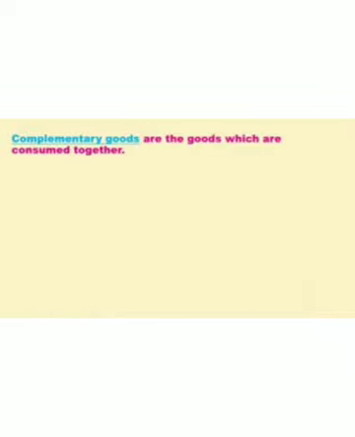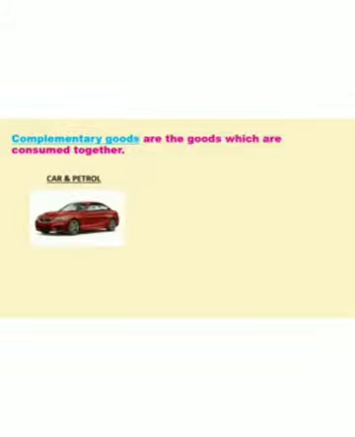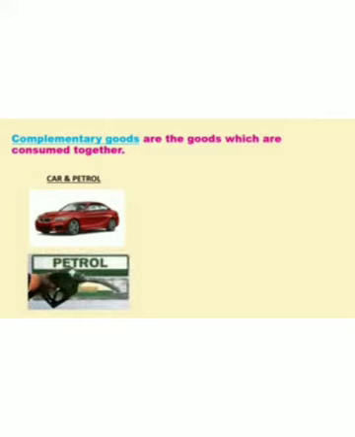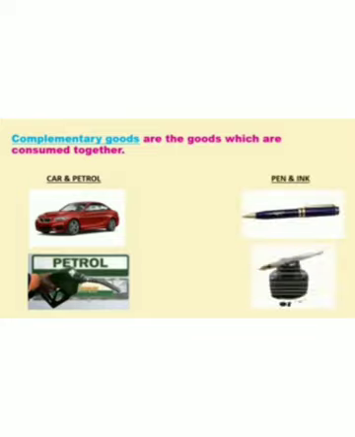Complementary goods are the goods which are consumed together. For example, car and petrol. We cannot use car without filling petrol. So these goods are called complementary goods. Another example is pen and ink. Pen and ink are also complementary goods.